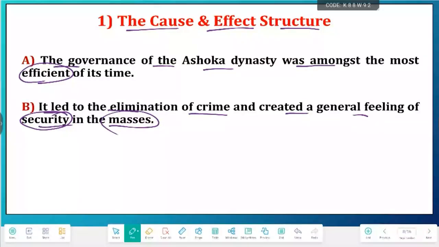Statement A kya keh raha hai? It is talking about the governance of the Ashokan dynasty, which was amongst the most efficient of its time. So it was functioning very efficiently. Can we say this is our cause? After seeing the B statement, we are pretty sure that this will be the cause. Now look at statement B. What is it saying? It led to it. It matlab kya? It matlab the governance.